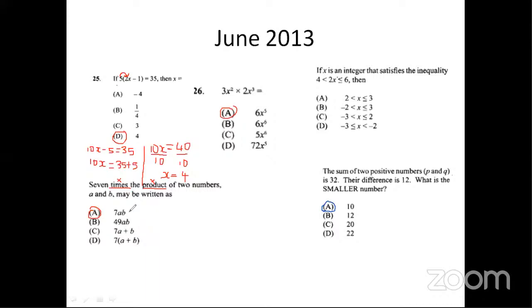Yes, miss. Next question. If x is an integer that satisfies the inequality 2x is greater than 4 but less than or equal to 6, then how do we tackle a question like this? Divide the coefficient. Put all the numbers over 2.